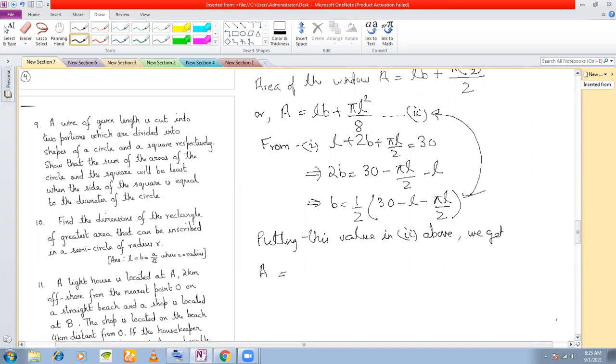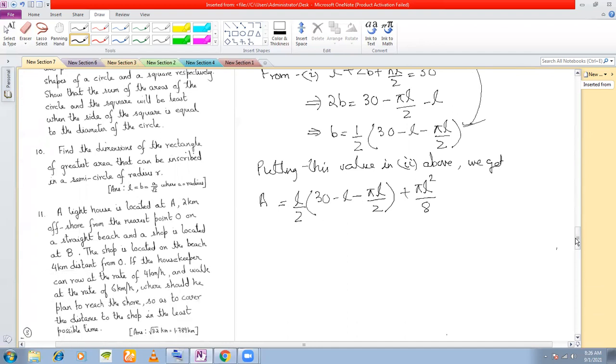A is equal to L times half of 30 minus L minus pi L by 2, plus pi L square by 8. Now if you see, the expression of area contains only one variable, and that is L. So now let's simplify this expression a little and then we'll differentiate. It is actually ready to differentiate, but we want to simplify it so that our differentiation becomes a little easy.